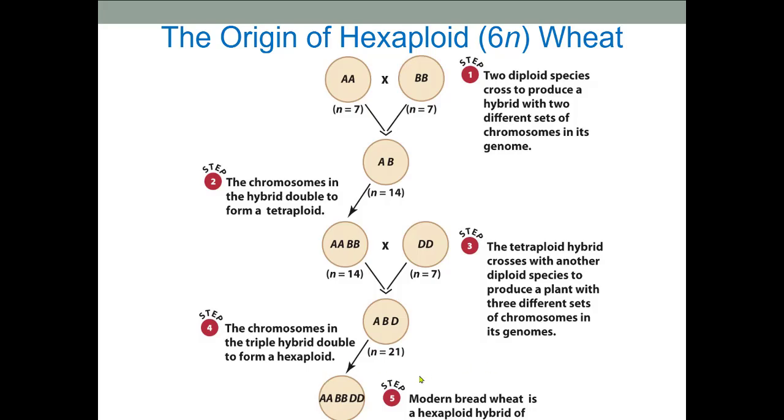So a hexaploid hybrid. So this is sort of the idea of how it's thought to have happened. Again, we're talking about a lot of time, and we're talking about really rare events. So evolutionary timescale.